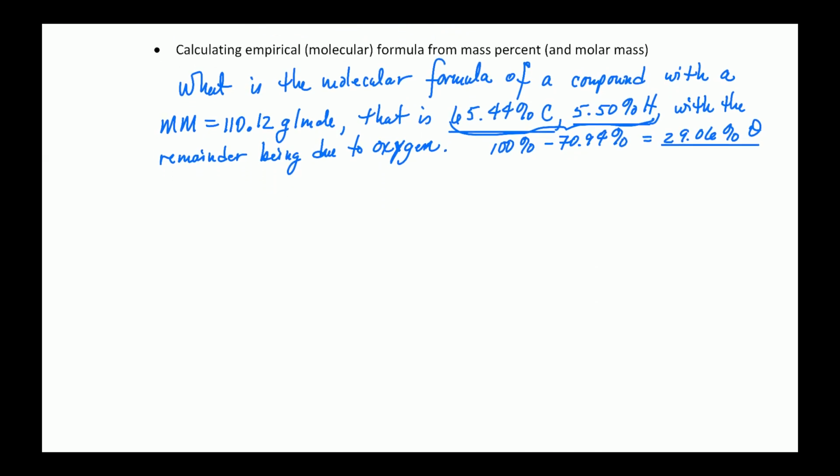So what you want to do is take those 3 and write them as mass values, because again, this is mass percent. So what you can do is that 65.44, we're going to rewrite it as 65.44, and we're just going to put a gram behind it. Because what you're saying is for every 100 grams of the compound, 65.44 grams is due to carbon. 5.50 grams is due to hydrogen. 29.06 grams is due to oxygen.